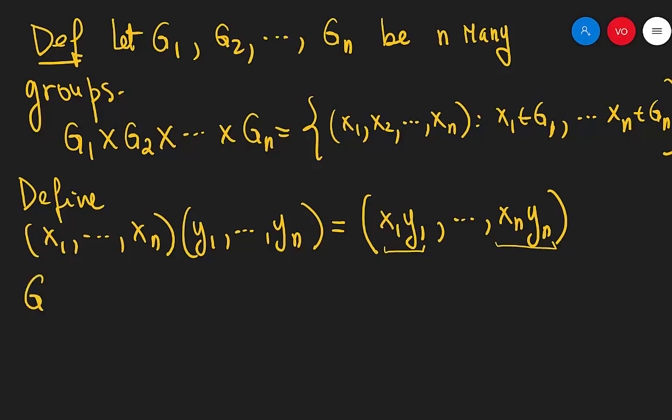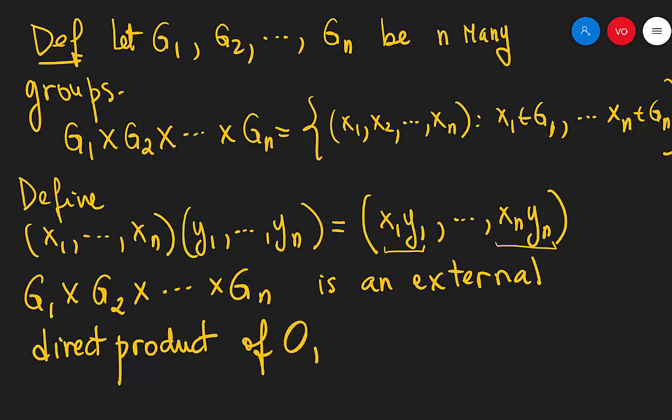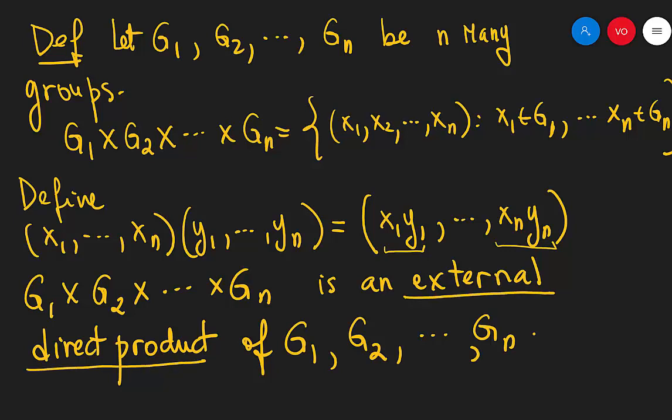Okay, so we say that G1 cross G2 cross Gn is an external direct product of G1, G2, and so on all the way till Gn. So an external direct product is a way to put together a bunch of groups to get a new group structure.